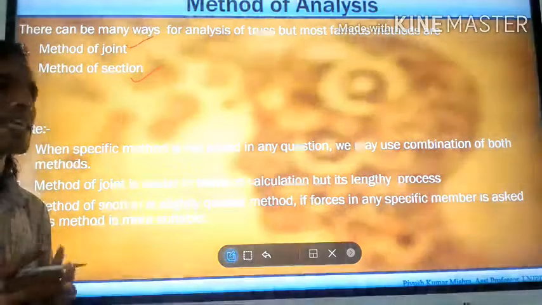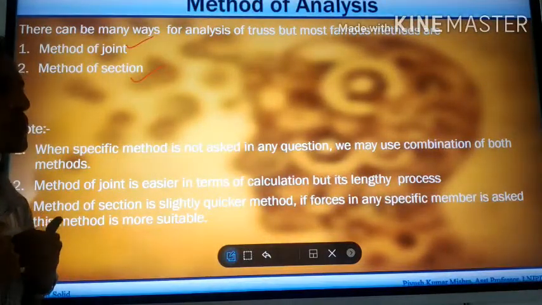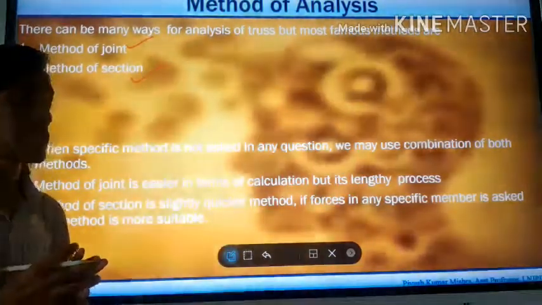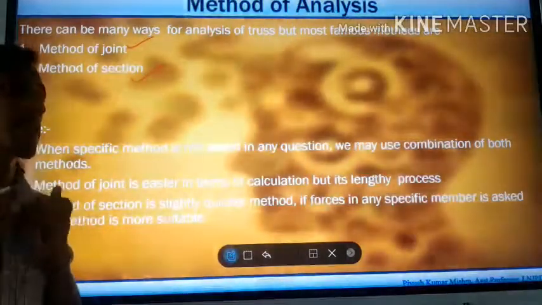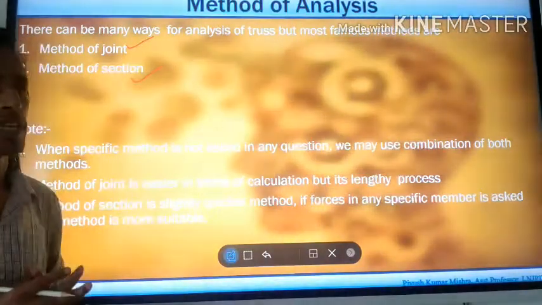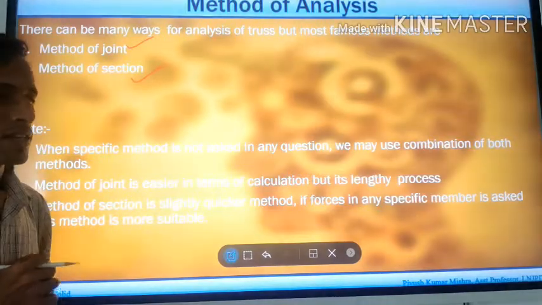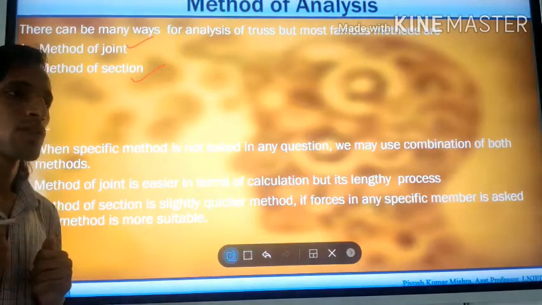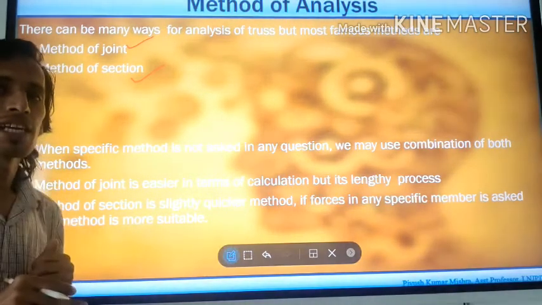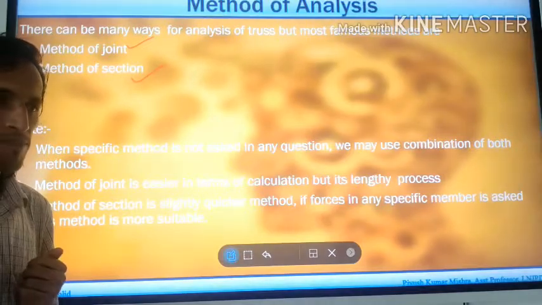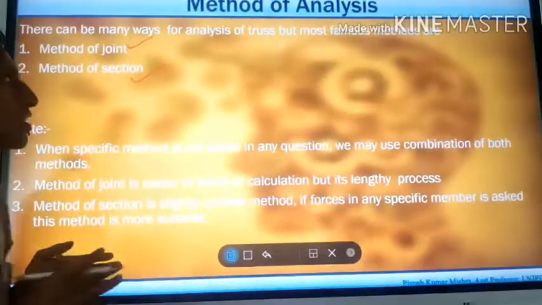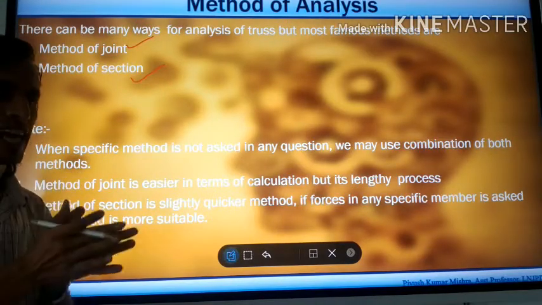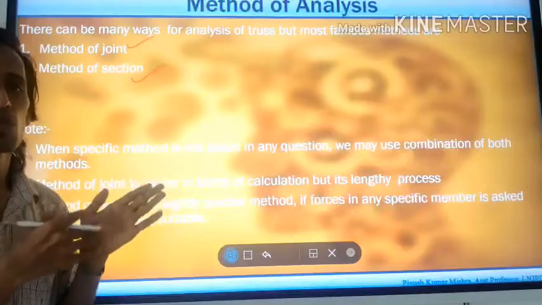Basically, when you go to a real situation, when you have a real truss which is huge in length and a large quantity of members, it is a very clumsy or lengthy task to calculate forces. So you have to pick the right method to solve the truss. When you are smart enough, you should use a combination of both methods. When you practice, you will realize when to use which method.